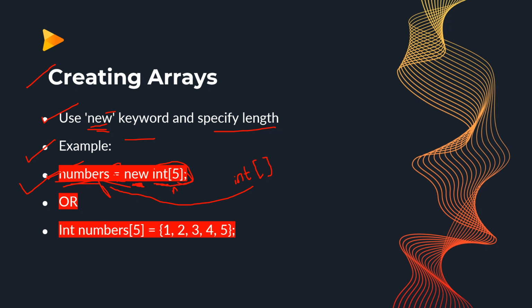This is one example. Or we can directly create an array by using the integer type, then numbers as the name of our array, and we can directly enter our numbers. We have used curly brackets, and in those curly brackets we enter the 5 integer values we are going to store in our array.